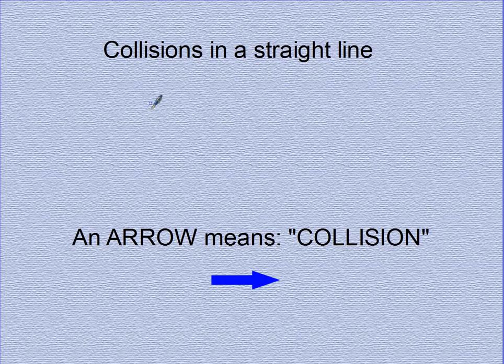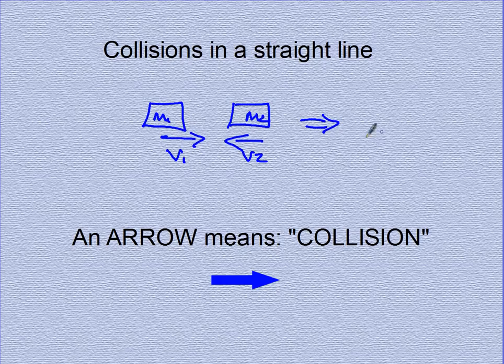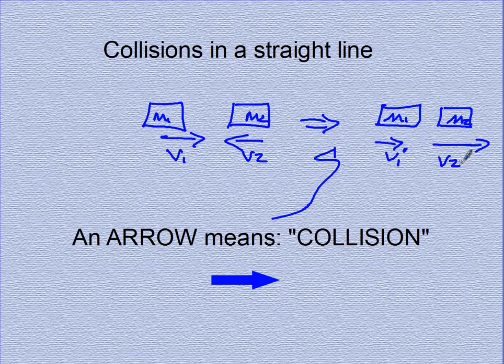Now our collisions are all going to occur in a straight line. So we'll have two masses, m1 and m2, and m1 will come up and impact m2 somehow. When you see this arrow, I will usually make a big arrow like that. That means collision. We're usually not going to have a mass change, and we're usually not going to reverse the order either. But v1 prime, or the velocity of the first one after the collision, will be different. And let's just say we have v2 prime.